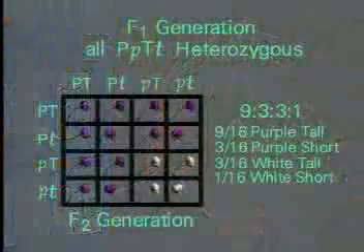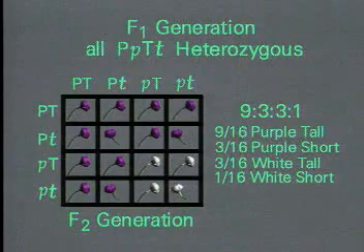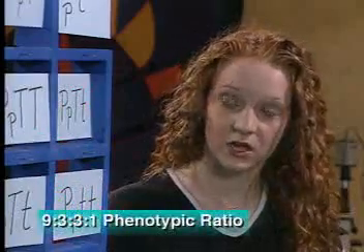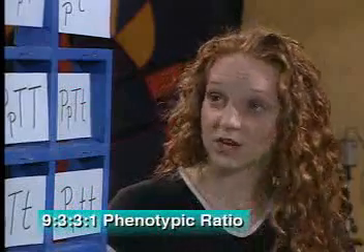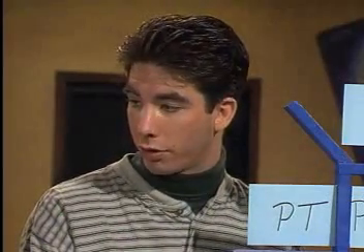We have 9 phenotypes that are purple-flowered tall, 3 that are purple-flowered dwarf, 3 that are white-flowered tall, and 1 that is white-flowered dwarf. So we get a 9 to 3 to 3 to 1 phenotypic ratio. Would you expect the same phenotypic ratio if you had a different dihybrid cross? Yes, if both parents were heterozygous for both traits.